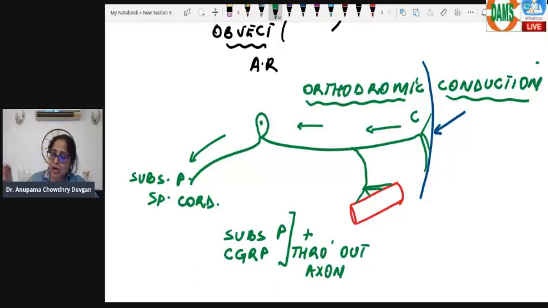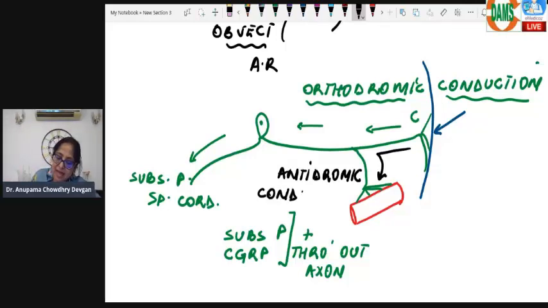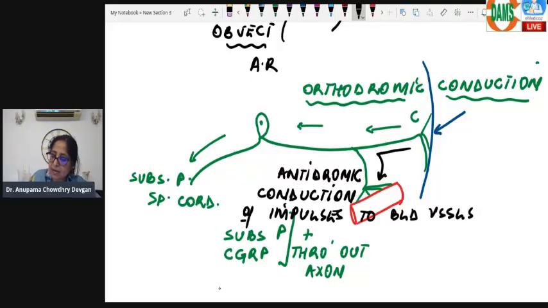Now what happens is, some impulses will travel in this direction. This is known as antidromic conduction, reverse direction. There is an antidromic conduction of impulses to the blood vessels supplying the area.